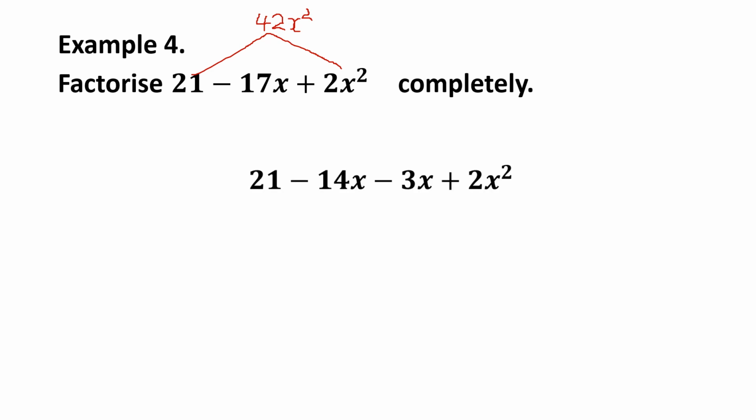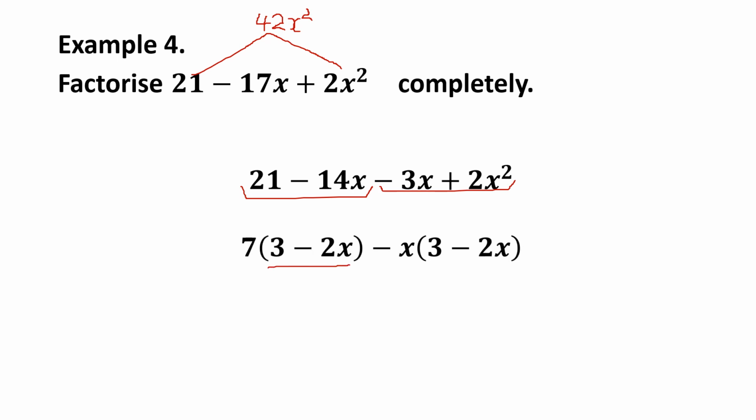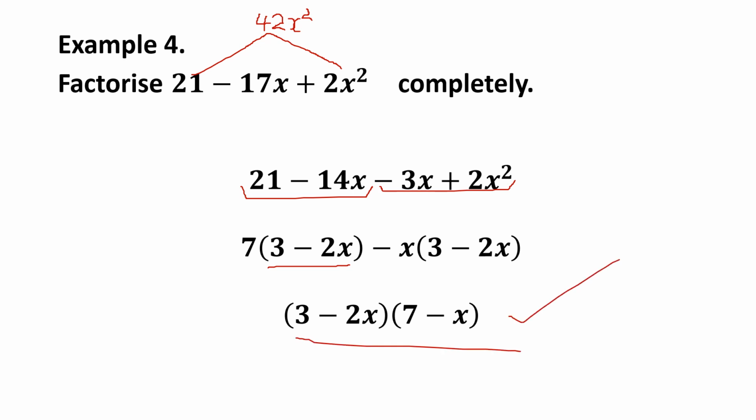Then by factorization by grouping here, we can now group the two. If we group the first two, the highest common factor there is 7, so it's 7 outside the brackets. In the brackets we will remain with 3 minus 2x like this. Likewise, if we take out minus x here, our highest common factor, we remain with 3 minus 2x like this. Then if we take out 3 minus 2x, we remain with 7 minus x in the other brackets like this. So this is our final answer.